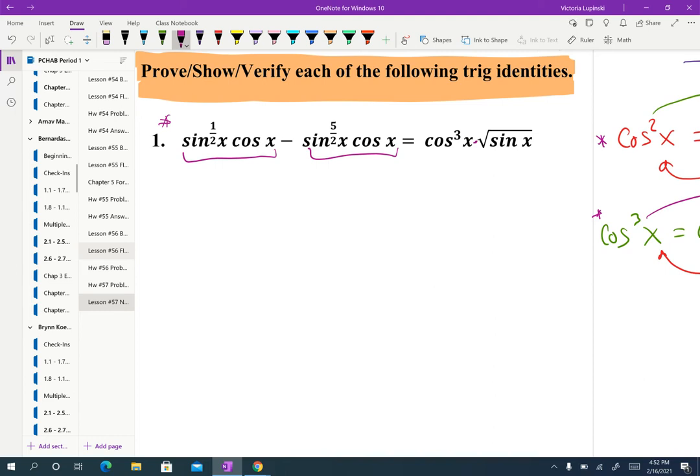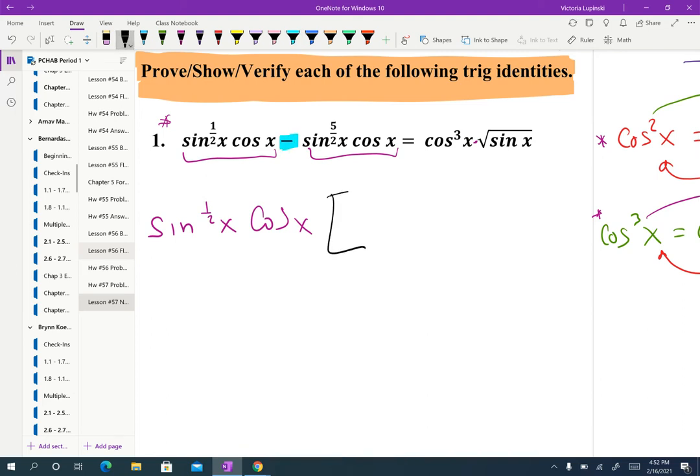So if you have sine to the 1/2 power and then sine to the 5/2 power, the largest that you can take out is sine to the 1/2 power of x. And then you can take a cosine out of both. Remember, you're factoring the greatest common factor out of each term, and terms are separated by pluses and minuses.